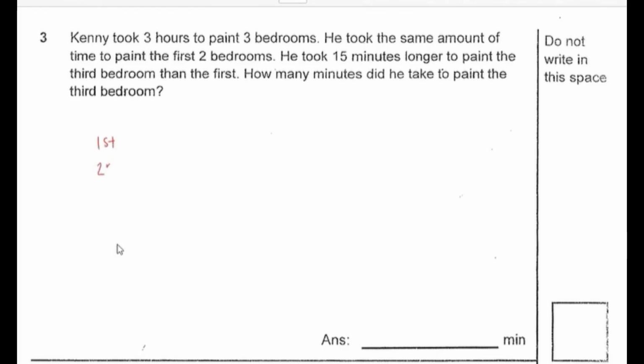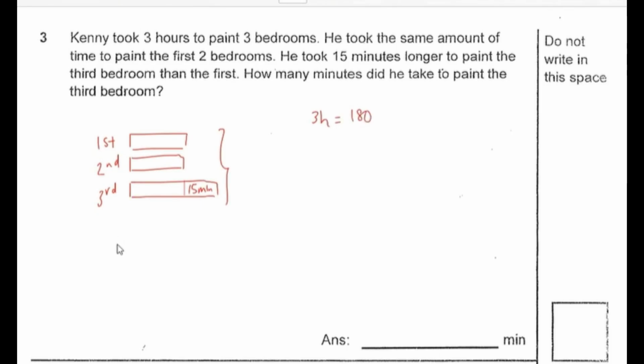So if I were to draw a model, it will look something like that. First and second, same amount of time, but for the third one, it's an extra of 15 minutes. And the total time taken to paint all 3 bedrooms is 3 hours, and 3 hours is 180 minutes. So we are supposed to find the third bedroom, which is 1 unit and 15.